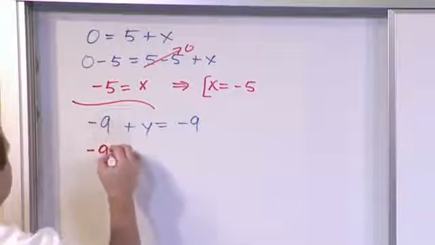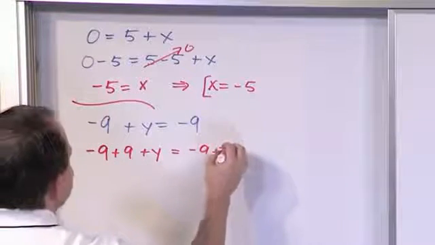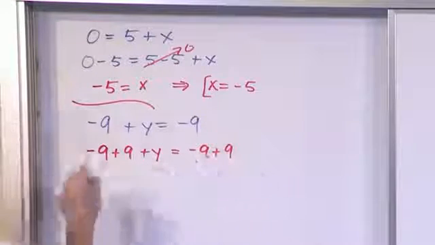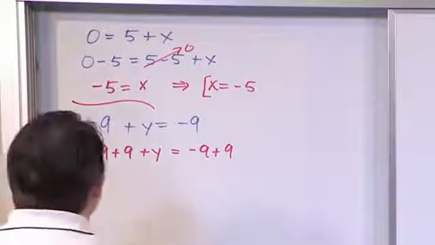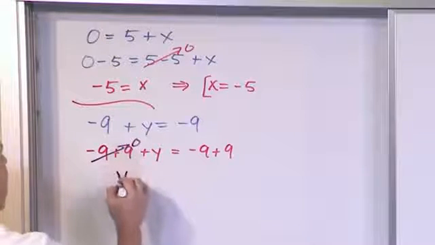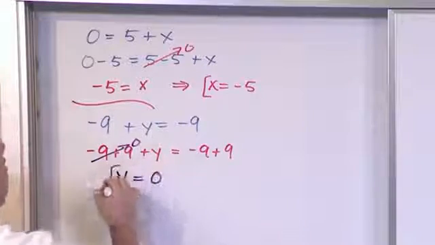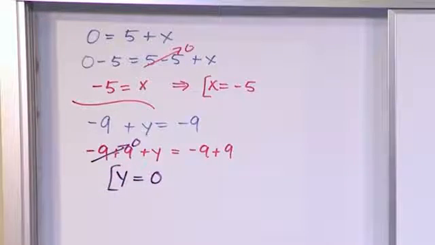So negative 9 plus 9 on the left, negative 9 plus 9 on the right. I add 9 to the right, add 9 to the left. That's the only way that it's valid. On the left, of course, this goes to 0, so I just have y. What is negative 9 plus 9? Well, that's just 0. So y is equal to 0.